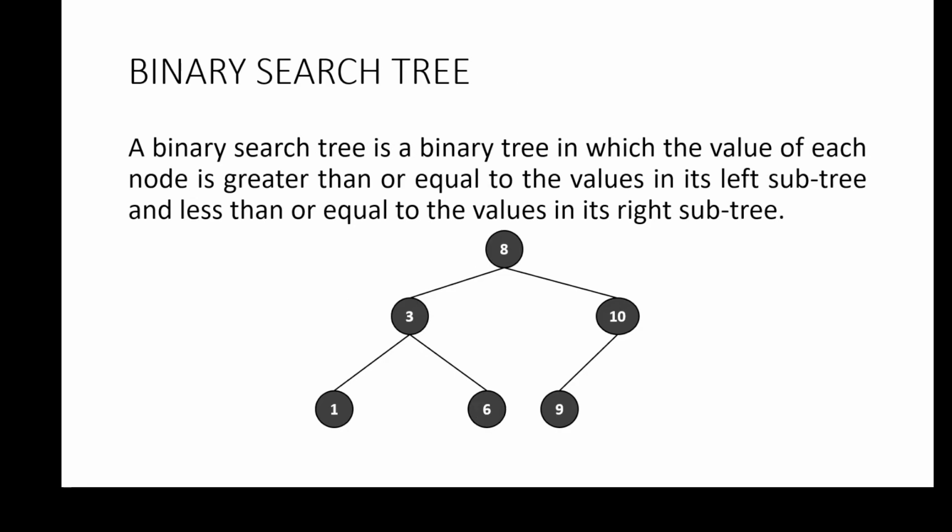Next is a binary search tree. This is a binary tree in which each node has a value and the values of the left subtree of a node are less than the value of the node, and the values of the right subtree are greater than the value of the node. Here is an example given. In this tree, the root node is 8. The value of the left subtree is 3, 1, 6, which is less than the value of the node 8. And the value of the right subtree is 10, 9, again, which is greater than the value of the node 8. This makes it a binary search tree.